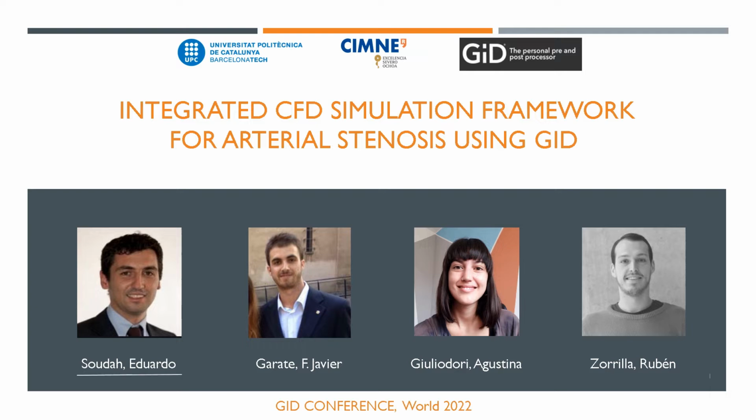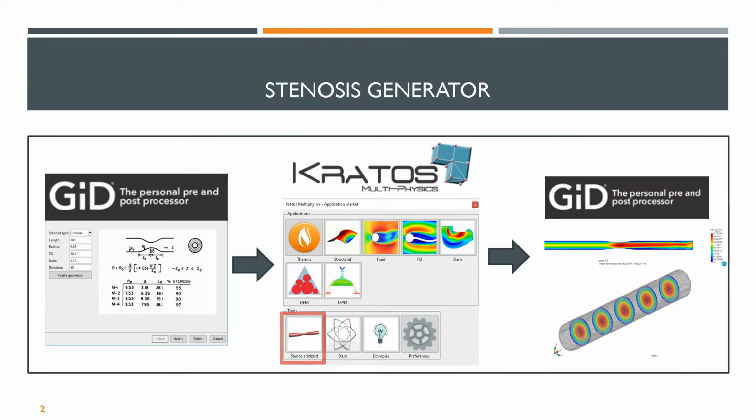My name is Eduardo Soudah and I am working at the Biomedical Engineering Group of CIMNE. Today I will share with you an automatic interface for generating arterial stenosis, which has been developed inside GiD and coupled with Kratos. The team involved in this development were Agustina Giuliodori, PhD student at the Biomedical Engineering Group of CIMNE, Francisco Javier Garate, Senior Developer at GiD team, Rubén Zorrilla, postdoctoral student and Senior Developer at Kratos team, and myself. Stenosis Generator is an interface between GiD and Kratos.